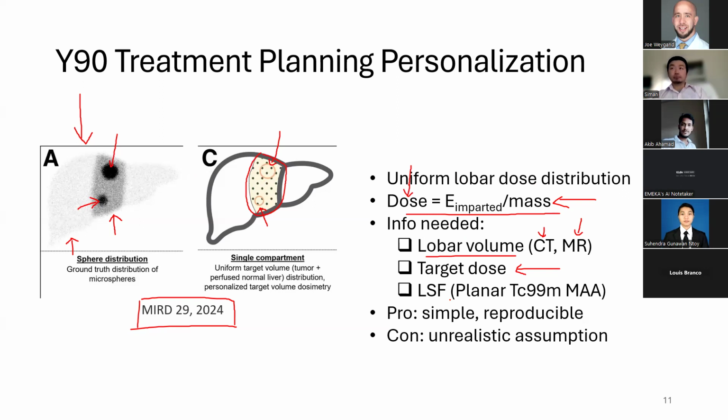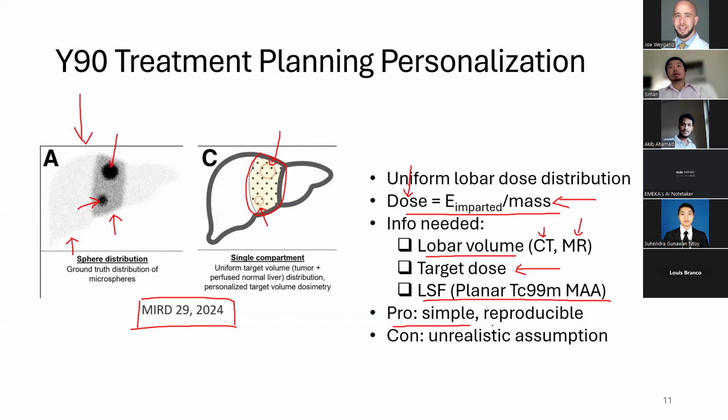then you can calculate how much activity you need to inject into the volume here. And the other information you need is the lung shunt fraction. As I mentioned earlier, when you inject the microspheres to the liver, some of them go to the lung. So you want to know the portion of the microspheres that goes to the lung, so that you can calculate what's remaining in the liver.